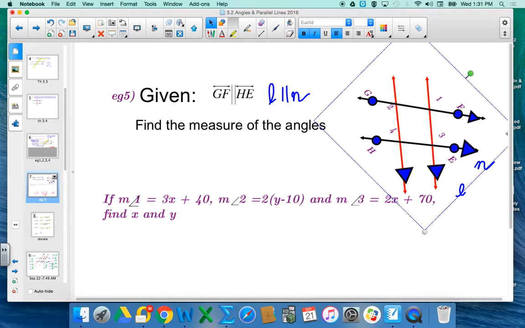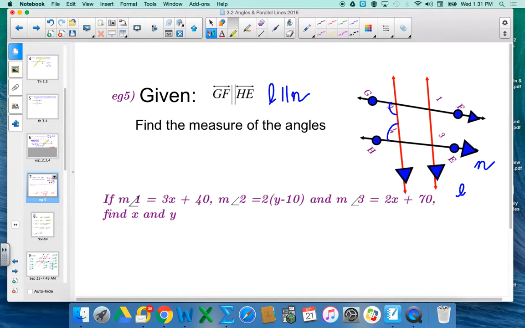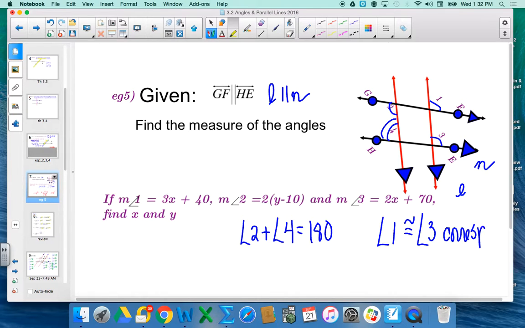What do we know about angle 2 and 4? What kind of angles are those? Same-sided interior, so they add up to how much? 180 degrees. What do we know about angles 1 and 3? Corresponding. That means angle 1 is congruent to angle 3. Are the red ones the parallel lines? They're both parallel. See how that has marks and those have marks? Okay.